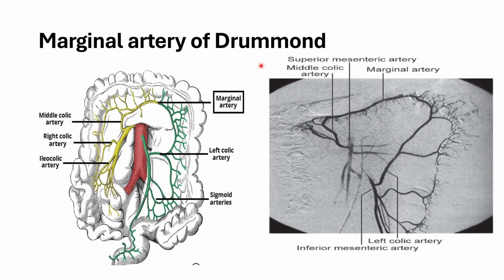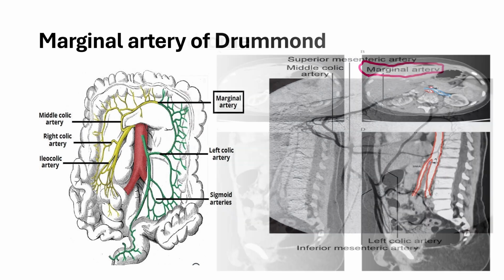Now the marginal artery of Drummond. So what is it? It is also called the marginal artery of the colon, and it is a crucial anastomotic vessel running along the inner border of the large intestine, connecting the superior mesenteric artery and inferior mesenteric artery. So in this image, this is the marginal artery of Drummond that anastomoses with the SMA and IMA.